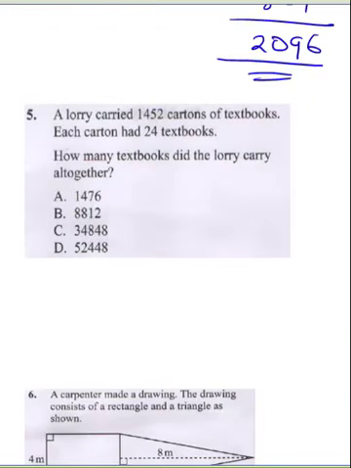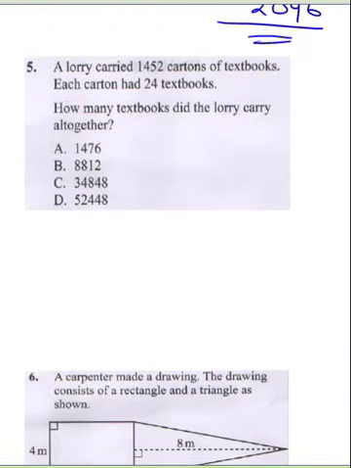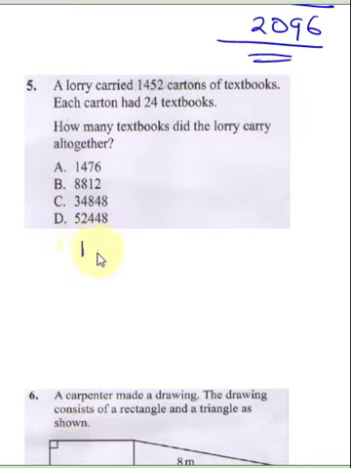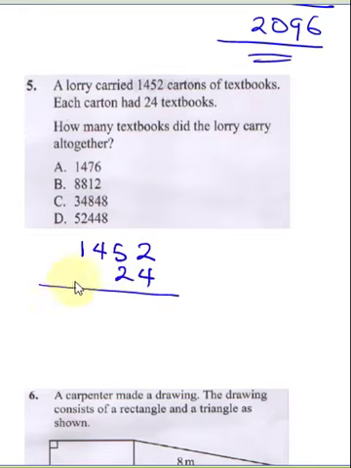Okay. So the next question says a lorry carried 1452 cartons of textbooks. Each carton had 24 textbooks. How many textbooks did the lorry carry altogether? So all you just need to do is multiply 1452 by 24. So we're going to be doing our times to get the total number. So 4 times 2 is going to give us 8. 4 times 5 is 20. You write 0, carry 2.